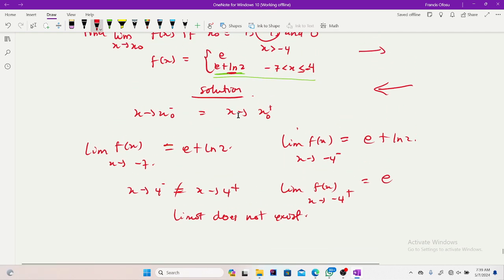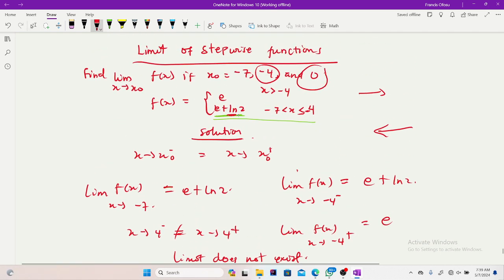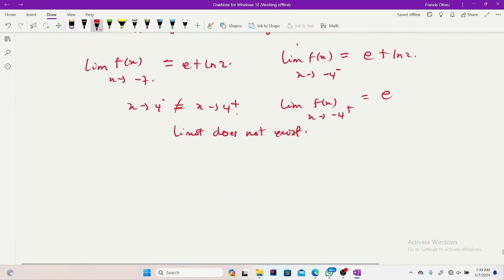Then finally, let's find the limit as x approaches 0, right? As x approaches 0, which range do you think you can get? Within this range, there is no 0 here. Take note, there is no 0 for x greater than -7 up to -4. But when x is greater than -4, it takes -4, -3, -2, -1, 0, and so on ahead. So the answer will be e. So the limit as x approaches 0 of f of x is simply equal to e.